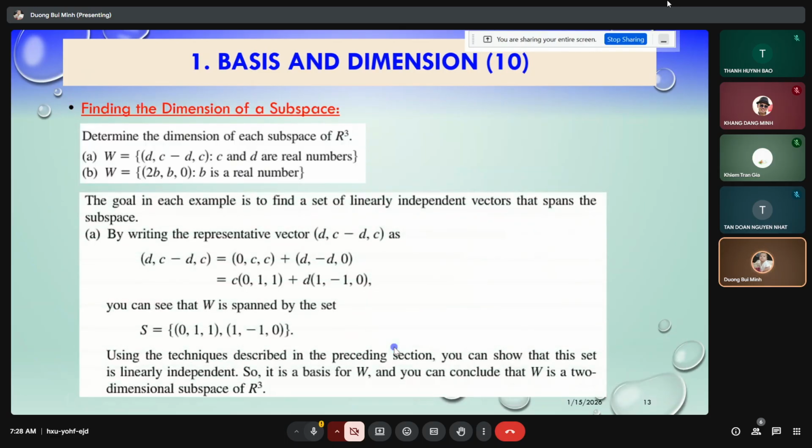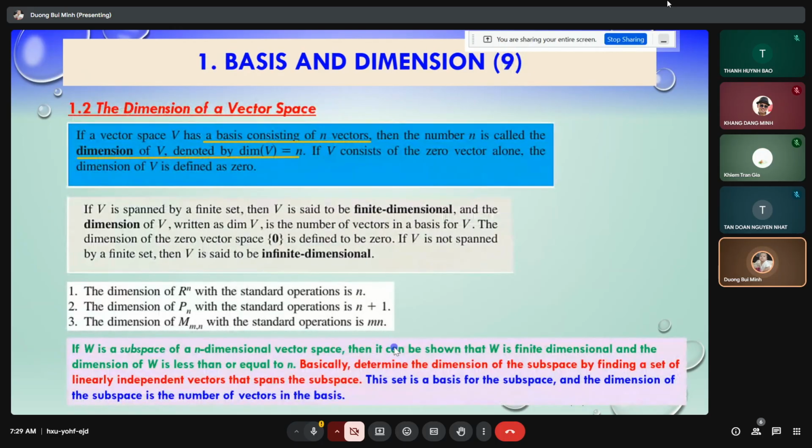So we also determine the dimension of a vector space. Now we take a break, 10 minutes.